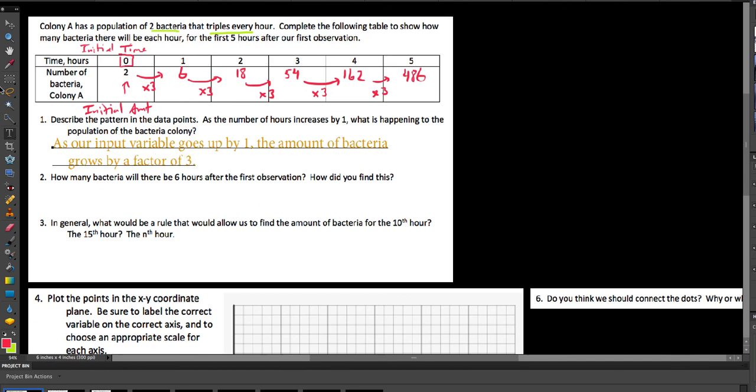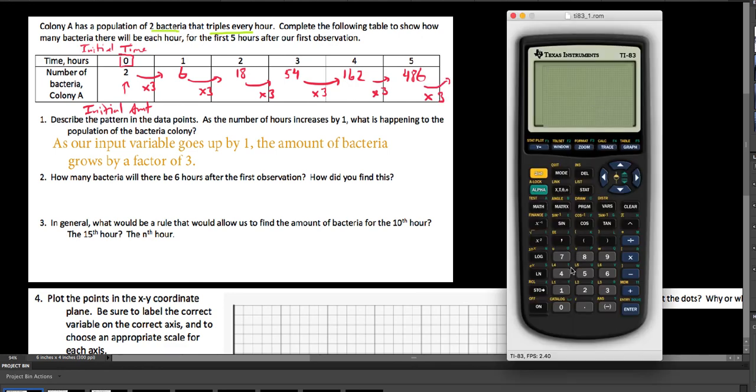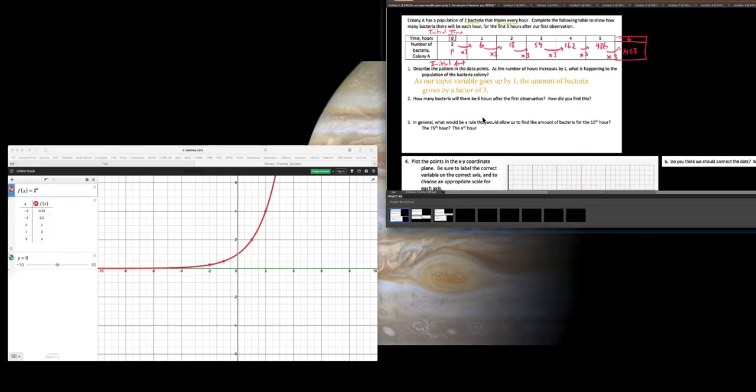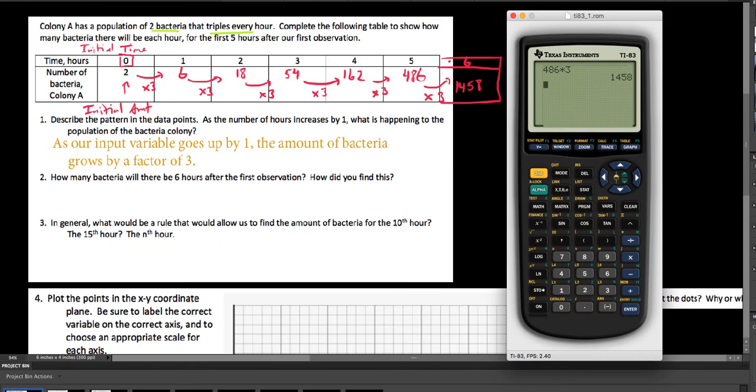One thing we're going to do is borrow from our pattern here and say, if this is true about the 5th hour, then how many would there be 6 hours after the first observation? We're just going to take this 486 and triple it, so we take it times 3. This is where I'll get out my calculator: 486 times 3, and I get 1458. So if there were a sixth column here, we would have 1458. The way we got this is we took the 5th hour and multiplied it by another factor of 3.